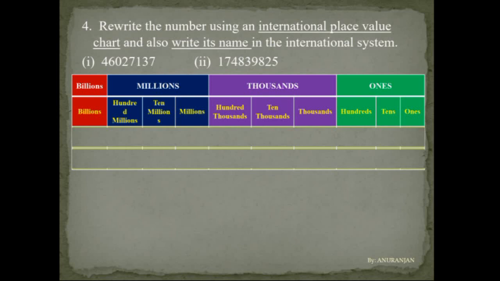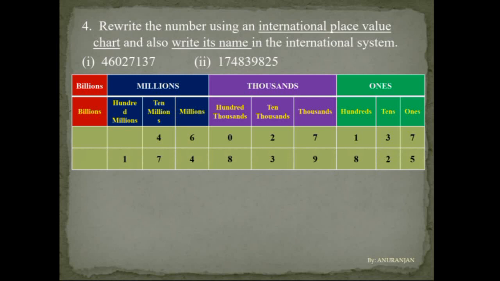Okay, so here a place value chart has been made. Let's represent the first number in the place value chart. So here you can see it is represented. Then let's represent the second number, represented. But the question isn't complete yet. And also write its name in the international system. So using the international place value chart, you have to write the number in words.